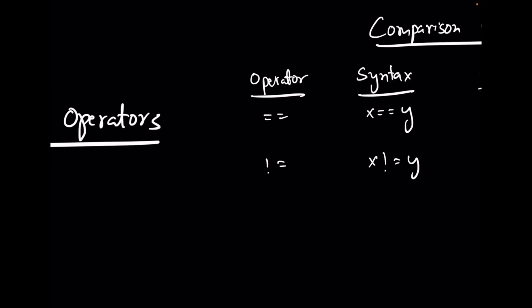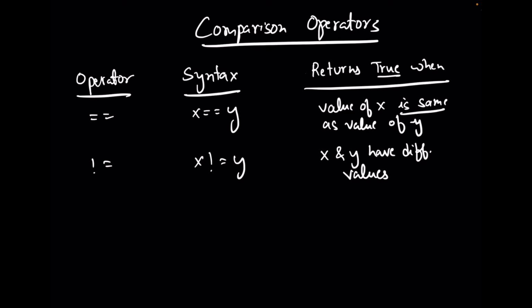So let's do that. So the first operator is the equal to operator. Okay, the syntax for this is x equal to y. What this operator does is that it checks whether or not x is equal to y, right? If x is equal to y, then it returns true, otherwise it returns false. So it returns true when the value of x is the same as the value of y.